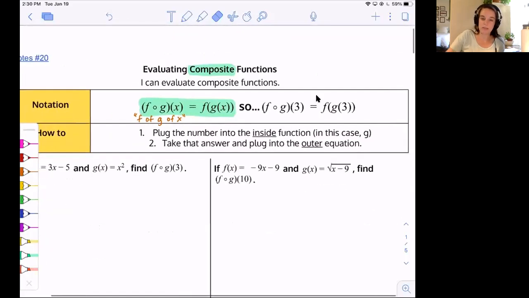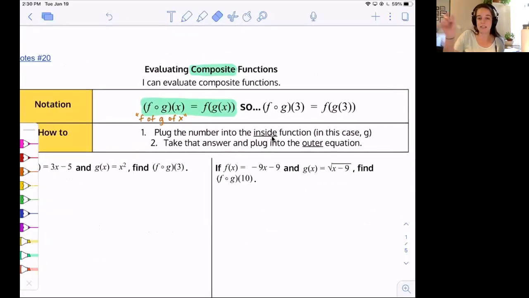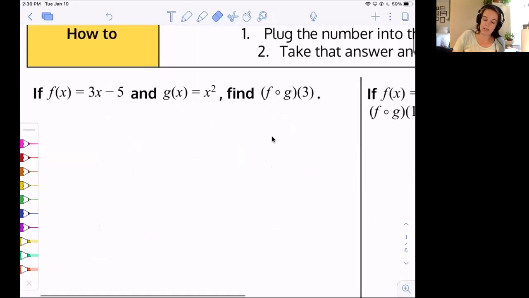So the steps: we're going to plug the number into the inside equation, the one on the inside of the parentheses. And then we're going to take that answer and plug it into the outer equation. So let me give you an example.